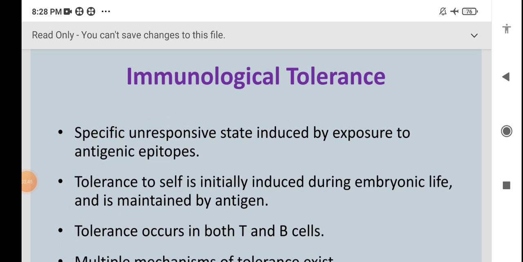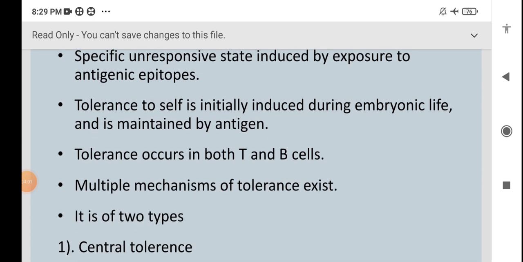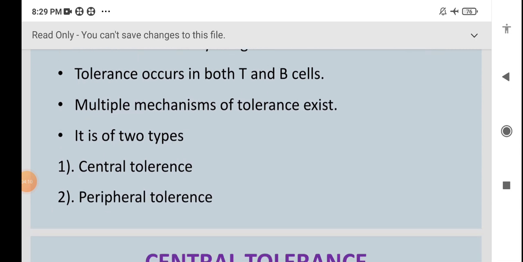Coming to immunological tolerance: a specific unresponsive state induced by exposure to antigenic epitopes. Tolerance to self is initially induced during embryonic life and is maintained by antigen. Tolerance occurs in both T and B cells. Multiple mechanisms of tolerance exist. It is of 2 types: central tolerance and peripheral tolerance.